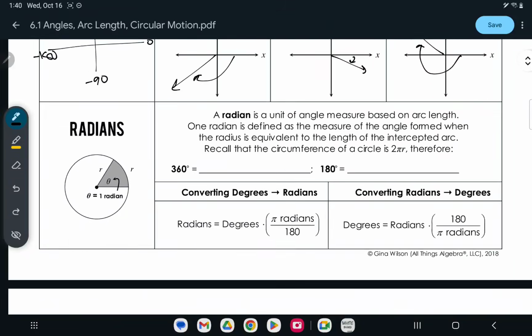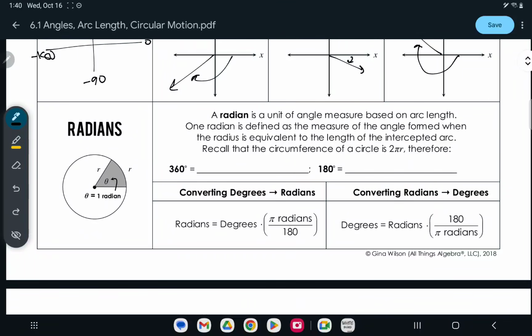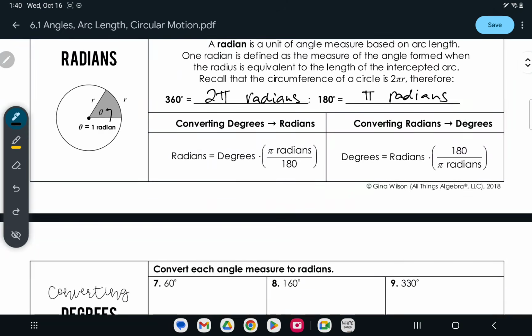Another unit is radians. You have degrees, and then you have radians. One full rotation in degrees is 360 degrees, and one full rotation in radians is 2 pi. 180 is half a rotation, so in radians that would be pi radians. Here are some formulas we can use to convert from degrees to radians and radians to degrees.